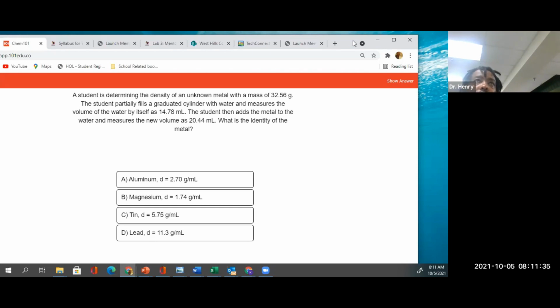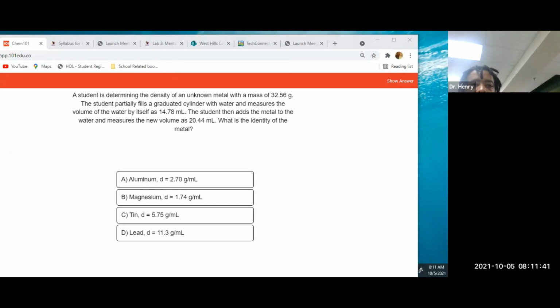Okay, so let's try it out. A graduated cylinder is basically a device that we use for measurement, particularly volume, right? So they tell us that they take a piece of metal and they drop it in the graduated cylinder, right? At first, the graduated cylinder with just water is at 14.78 milliliters.